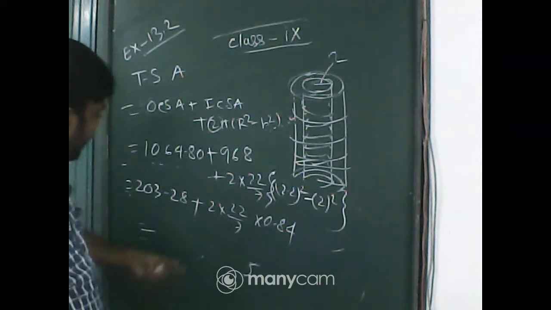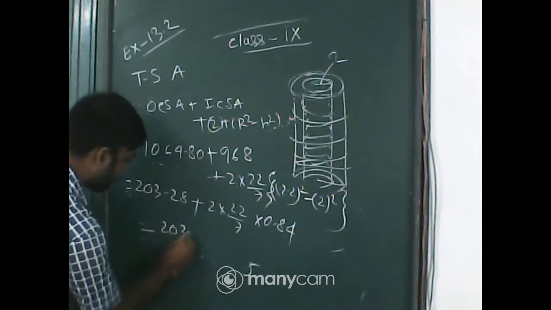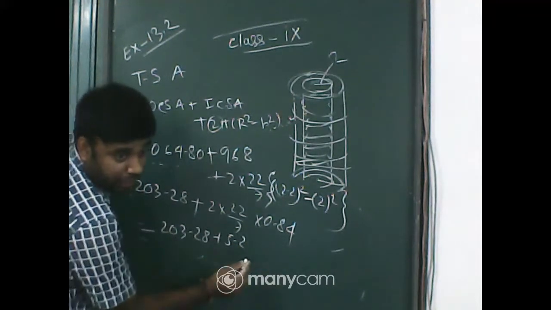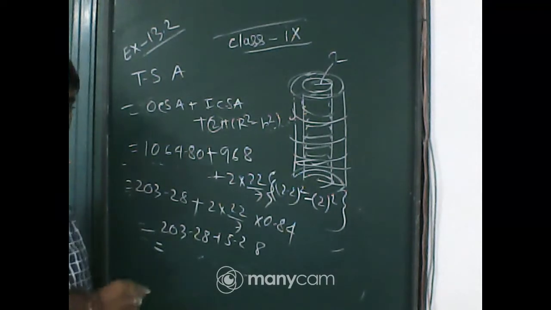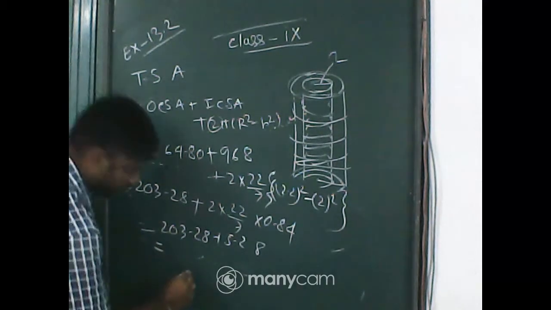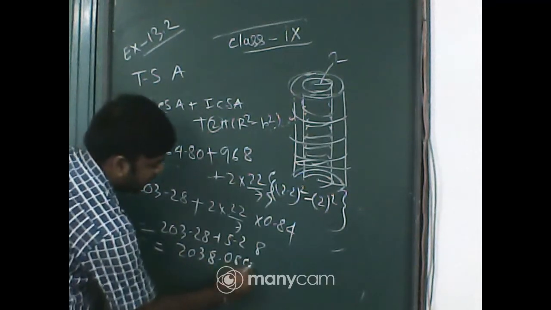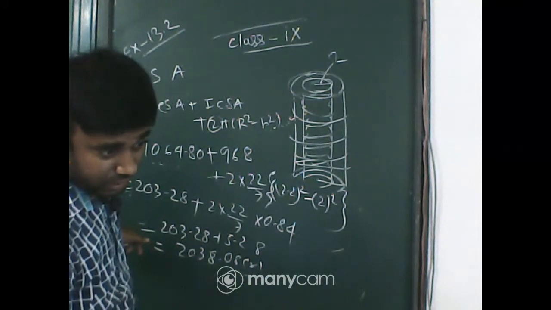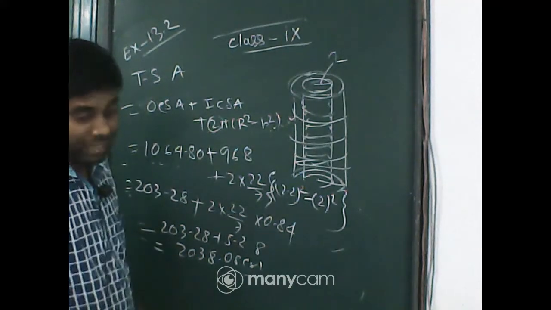Yes, that portion you will get 5.28. So 2032.80 plus 5.28, you will get total 2038.08 centimeter square. Got it everyone? Just check the calculation. I have not checked it, the last portion, that sum I have not checked.